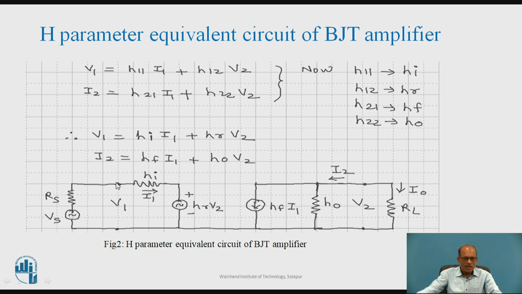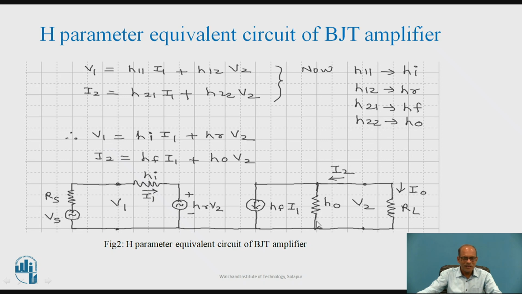Now at the input port there is a V1 and I1. So at the input port a resistance HI is placed in series with a voltage source HR V2 with the polarity as shown in the figure. So if I apply Kirchhoff's voltage law for the input, V1 is HI I1 plus HR V2. So this equation is satisfied.